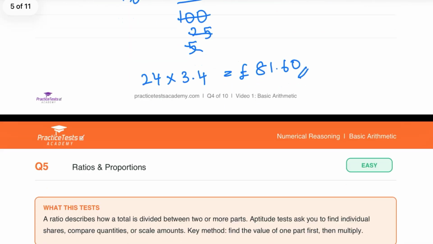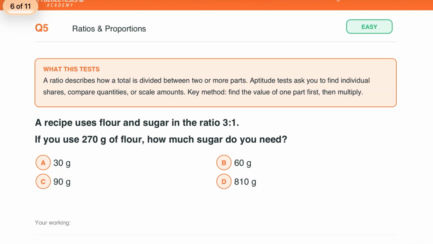Now let's move on to the next question. This is with regard to ratios and proportions. This is an easy question. A ratio describes how a total is divided between two or more parts. You can show a fraction as a ratio generally. Generally, you might have ratio questions. It's used to divide things, understand proportions of things. These are the questions where you will use ratios and proportions.